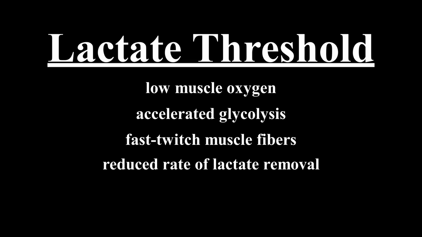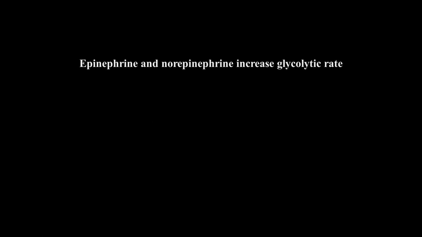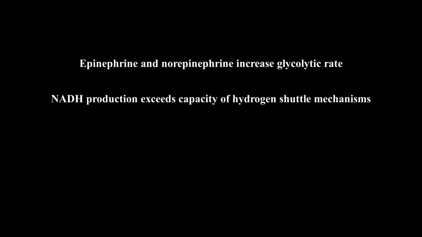The factors that influence the lactate threshold are low muscle oxygen, accelerated glycolysis due to epinephrine and norepinephrine, recruitment of fast-twitch muscle fibers, and reduced rate of lactate removal. Low oxygen levels seem like a likely culprit for high lactate levels, because without oxygen, pyruvate has to convert into lactate. Glycolysis can also be accelerated due to increases in epinephrine and norepinephrine. These hormones increase glycolytic rate, and NADH production exceeds capacity of shuttle mechanisms that move hydrogen from sarcoplasm to the mitochondria. In this scenario, pyruvate accepts hydrogen and converts to lactate.